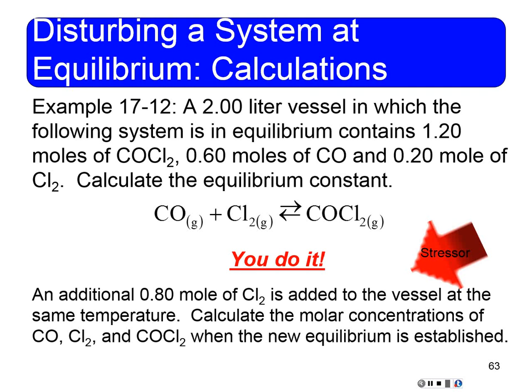Kc is going to be equal to, looks like the product is COCl2, so it's going to be 0.60 molarity, right? If you divide it by 2, divided by 0.3 times 0.1. Okay, so what did everybody get? 20. Very good. So we found Kc. Now I'm going to show you both ways for Q.